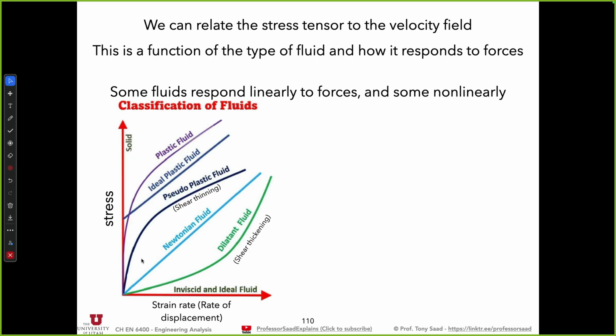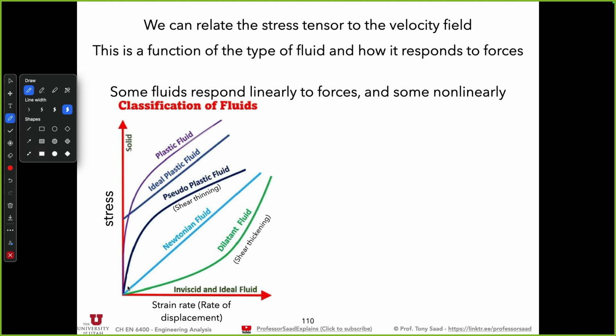Water is a Newtonian fluid, for example. Air is a Newtonian fluid. But that's not the only kind of fluid. There are all sorts of other fluids that behave in the weirdest ways. The other one is this one in green called dilatant fluid or shear thickening. What you notice here is that initially, for very little stress, think of stress as force.